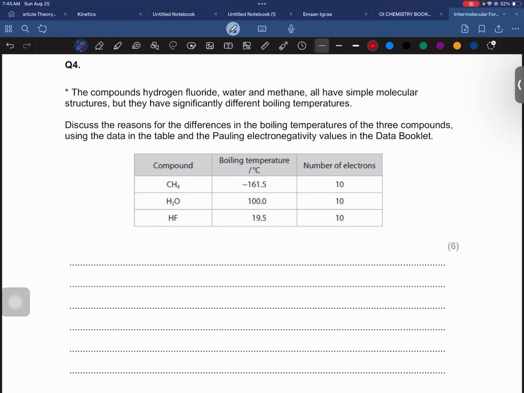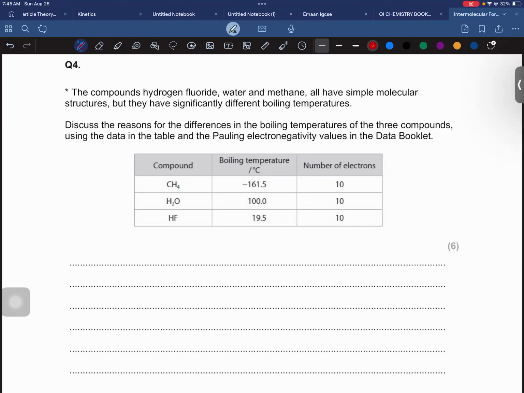Water, H2O, and HF both have hydrogen bonding. Interestingly, the number of electrons is equal. So when the number of electrons is equal, we look at the polarity, the difference in electronegativity. The difference of electronegativity of HF is higher. And CH4 has London forces, but weak London forces.